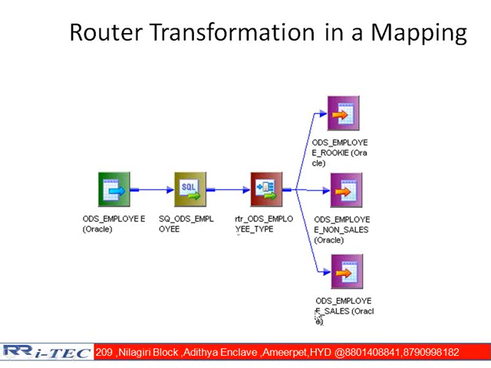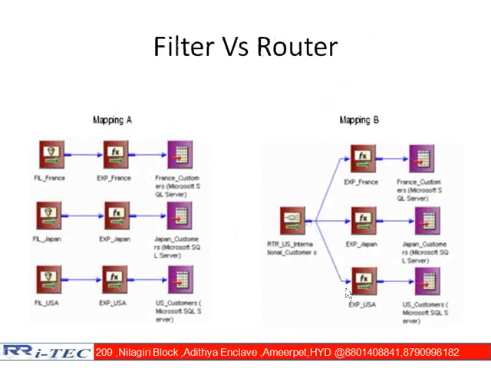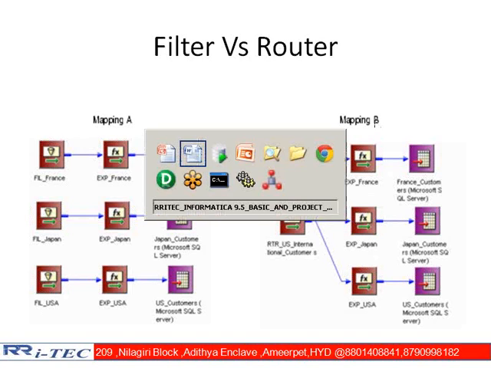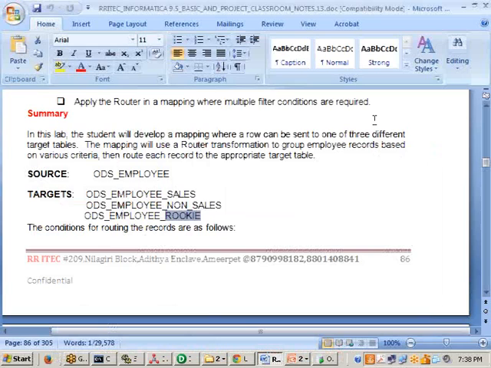Let me see here. If I want to do the same job using filters, I need to do this. This is the way. If I want to do it using a router, this is the way I need to do it. Let us go and try to do this exercise. After doing this exercise, I will come back again to this filter versus router and we will try to implement the same thing using the filter also. Then we will see what is happening.